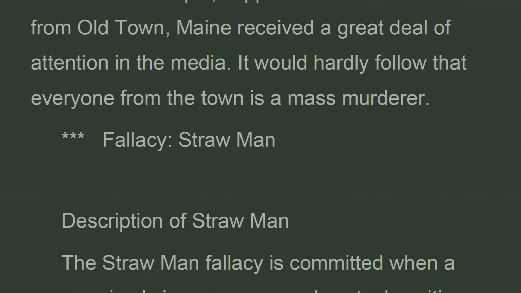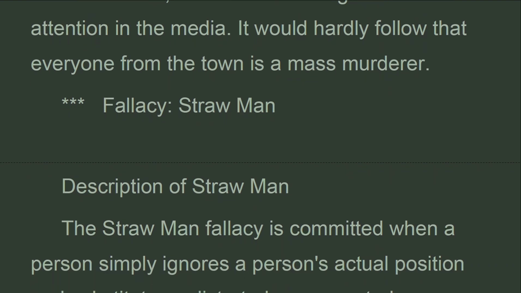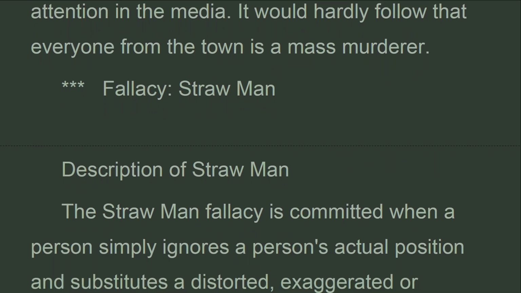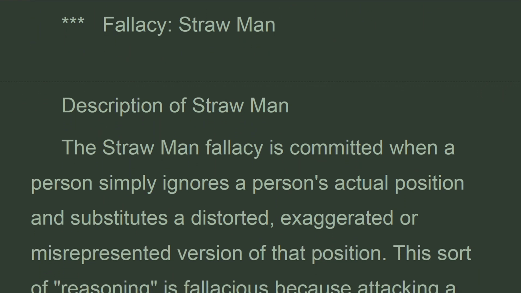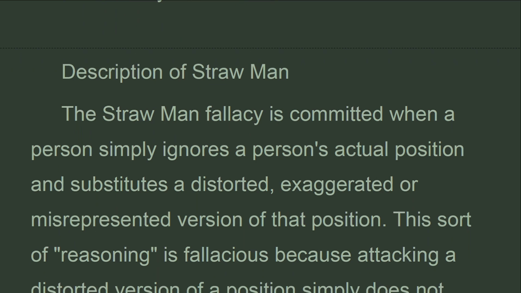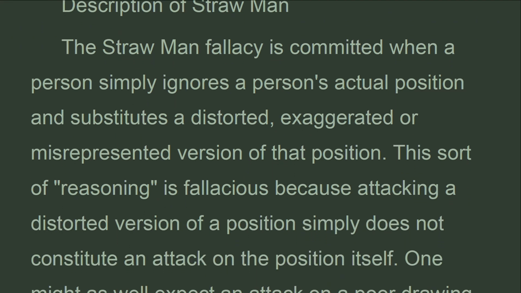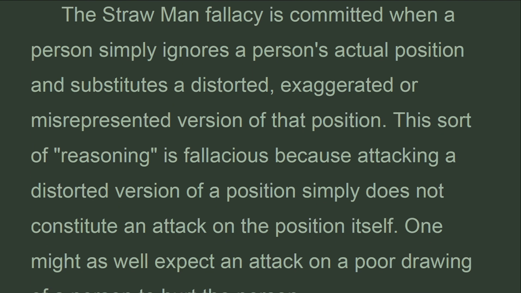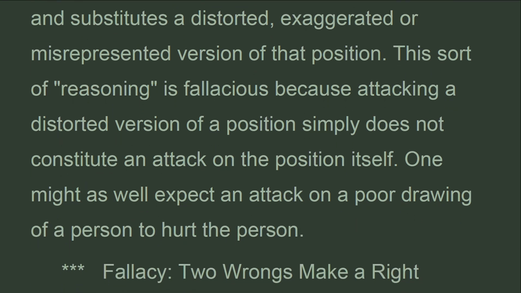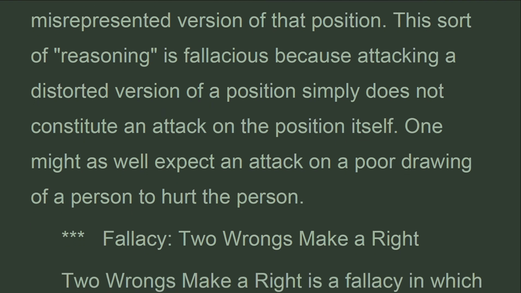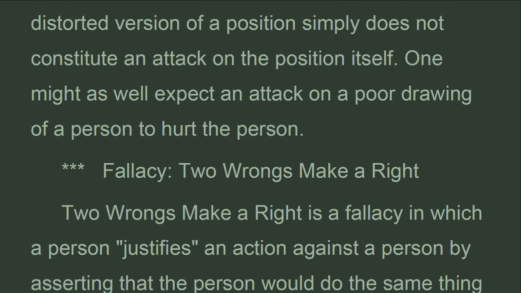Fallacy: Straw man. Description of straw man. The straw man fallacy is committed when a person simply ignores a person's actual position and substitutes a distorted, exaggerated, or misrepresented version of that position. This sort of reasoning is fallacious because attacking a distorted version of a position simply does not constitute an attack on the position itself. One might as well expect an attack on a poor drawing of a person to hurt the person.